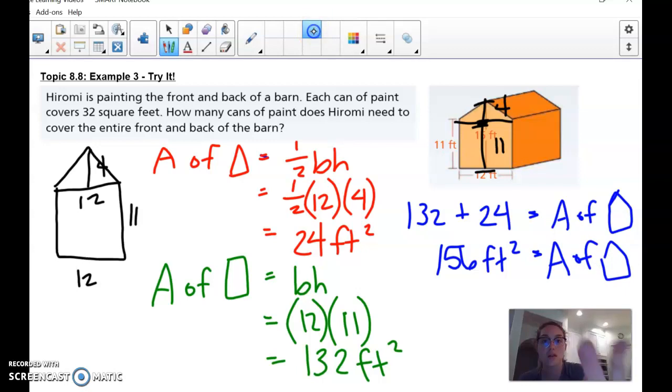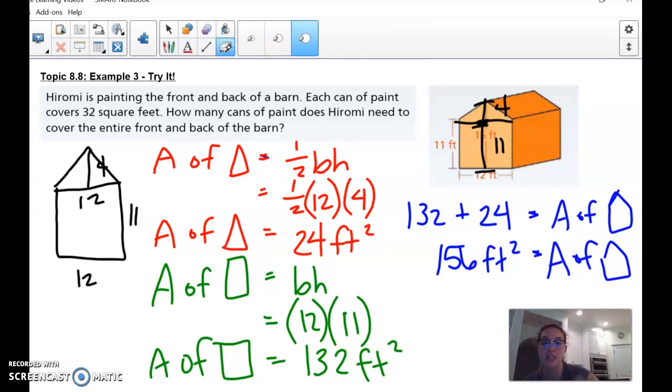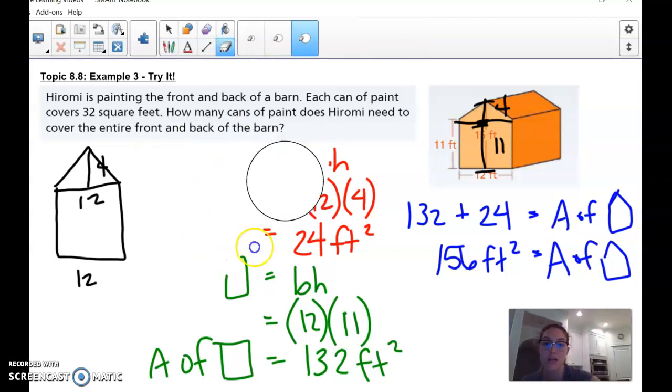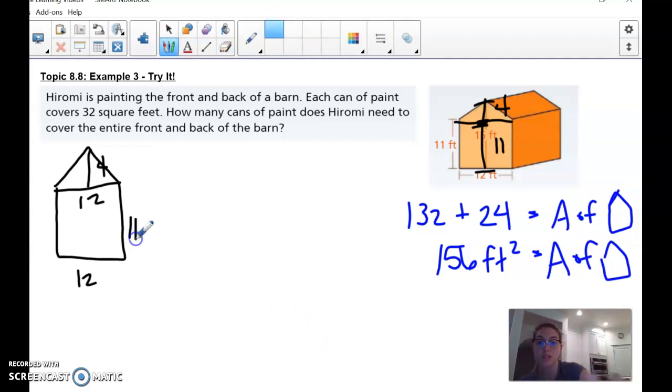So we took these areas separately. We found the area of the rectangle, we found the area of the triangle, and then we added those together and found the area of one pentagon. Now, 156 feet squared is the area of one pentagon, but in this rectangular prism, we actually have two pentagons. We need to repaint the front of the barn, and we also need to repaint the back of the barn.